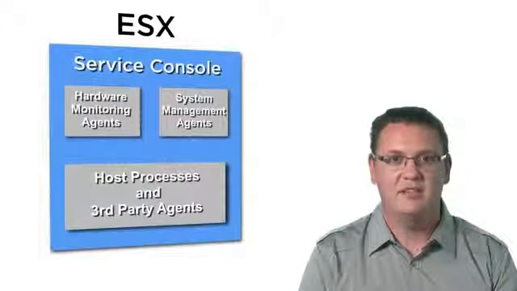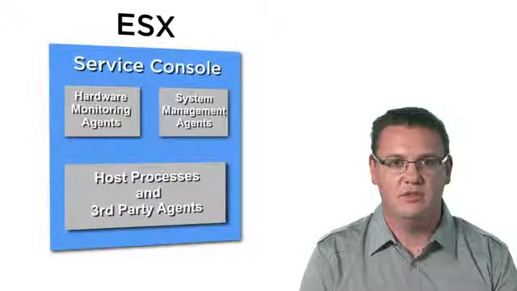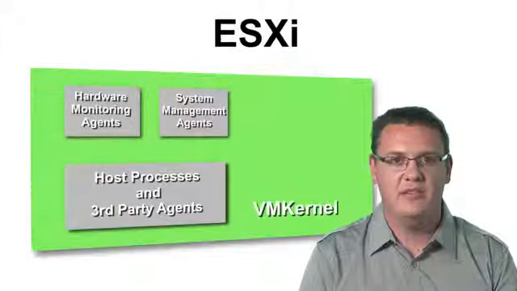In ESX, VMware agents run in the service console. Host processors and third-party agents also run in the service console. ESXi has no service console. Host processors and approved third-party modules run on the VM kernel.